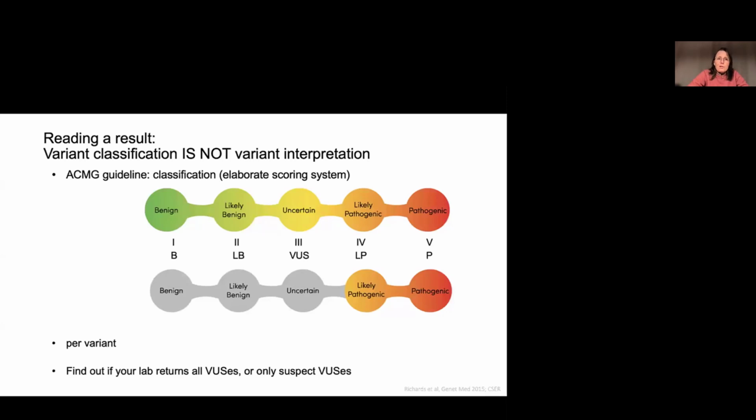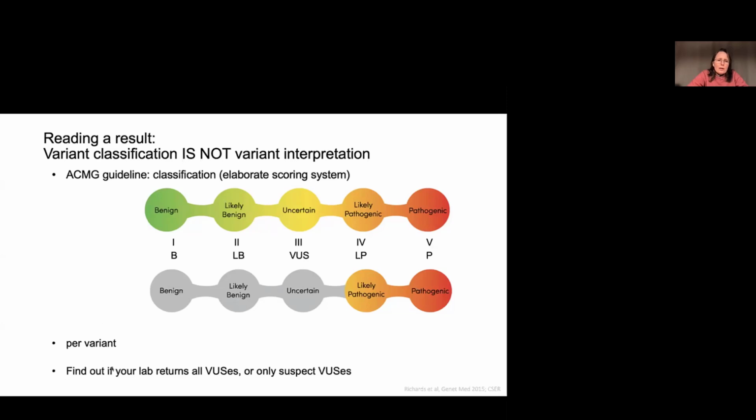So when you get the result, probably many of you have seen one and have seen that there's a class system, class 1 to 5. That's actually according to the ACMG guideline, which is an elaborate scoring system. I won't dive into it very deeply, but it's important to know that class 4 and class 5 variants are considered diagnoses, or at least pathogenic or likely pathogenic variants, but it's scoring per variant. And I'll get back to why that's important.